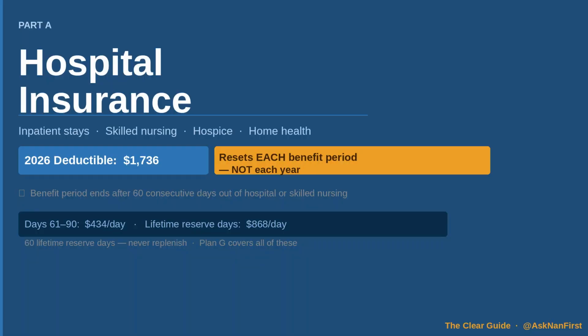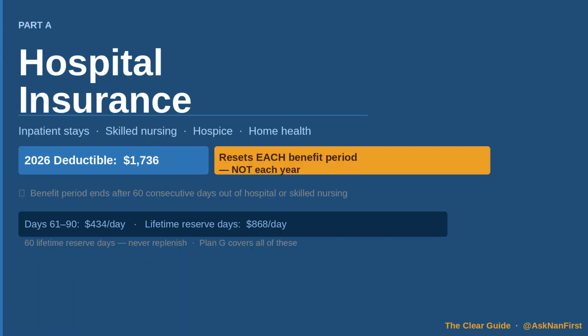Today, I'm going to walk you through all 4 parts of Medicare: A, B, C, and D in plain English. What each one covers, what it costs, and the gaps that catch people off guard. Okay, let's get into it.